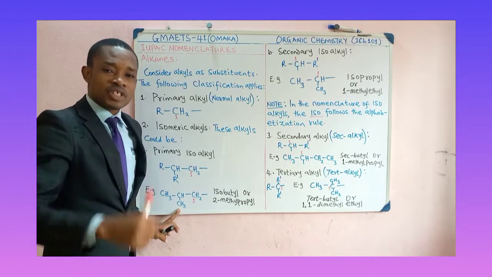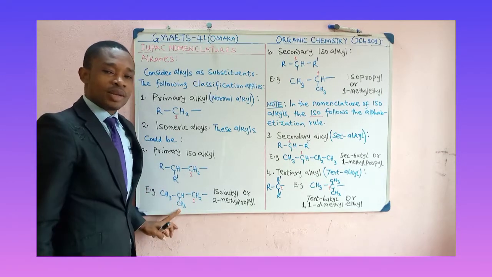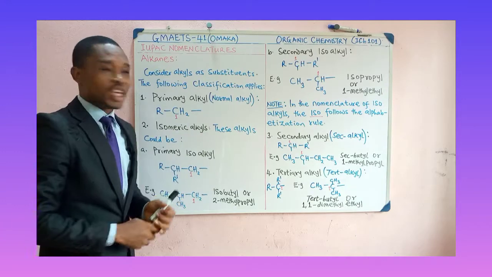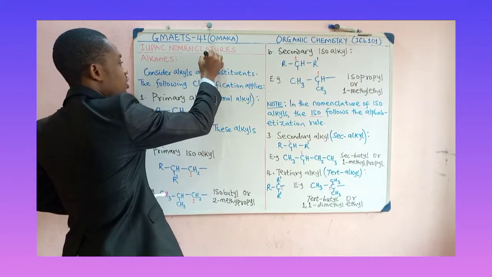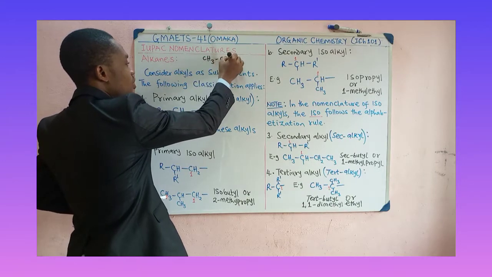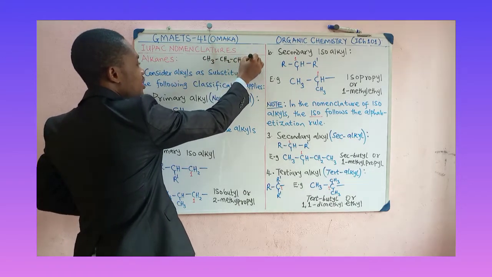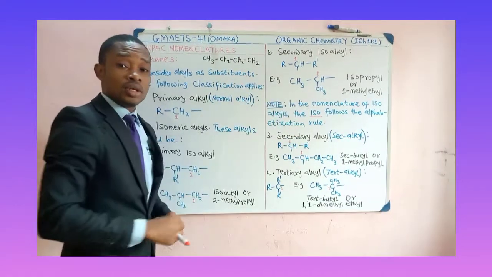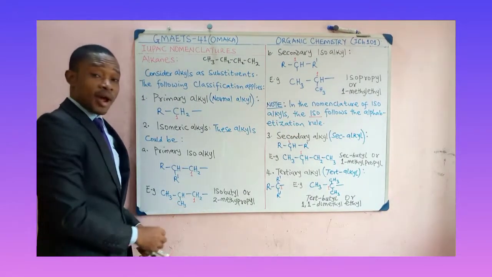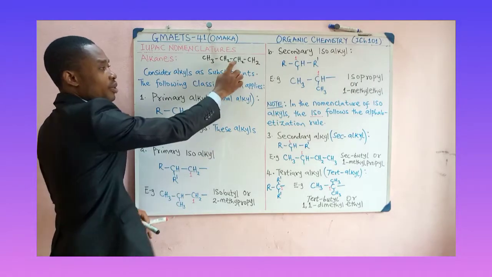So it looks like butyl. But this is not butyl directly because it's not a straight carbon chain. If it were CH3, CH2, CH2, and then CH2 directly like this, we could say that it is butyl. But this is not that straight. You can see that, right? There is an arrangement of the carbon atoms.